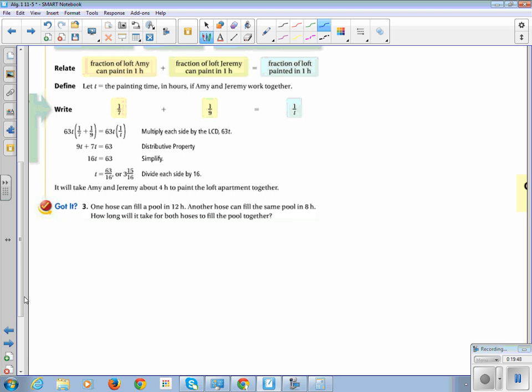So if we follow the example that we have up here, we're going to go 1/12 plus 1/8 equals 1 over t. It's a wonky looking t, but it's a t. So the common denominator between 12, 8, and t, you can go 12 times 8 and go 96t, but that gives us a big number.